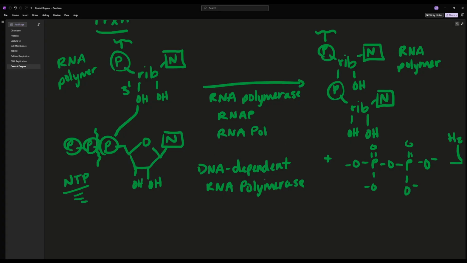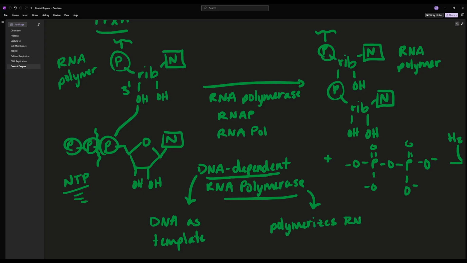The most important thing for us to recognize is if you ever get a terminology like this, the DNA-dependent part is referring to it uses DNA as a template, and the RNA polymerase part is referring to it polymerizes or synthesizes RNA. So that means there are RNA-dependent RNA polymerases. There are RNA-dependent DNA polymerases. And then our main DNA polymerase that we discuss in DNA replication is very technically a DNA-dependent DNA polymerase.